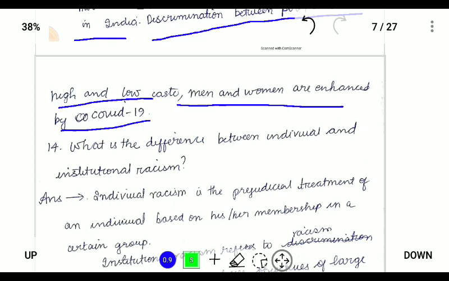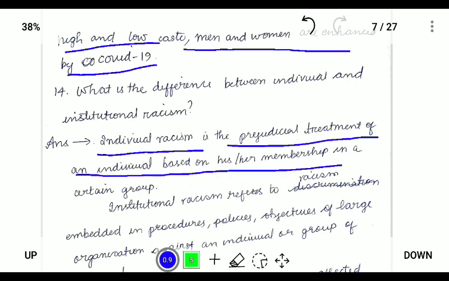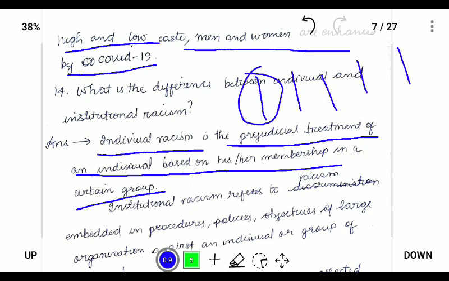What is individual and institutional racism? So individual racism means promoting racism at an individual level. Individual racism is a prejudicial treatment of an individual based on his membership in a group. Suppose in a group of people, if there's a person whose color features are different from the rest of the four, and people discriminate him on the basis of his looks, then it is called individual racism.